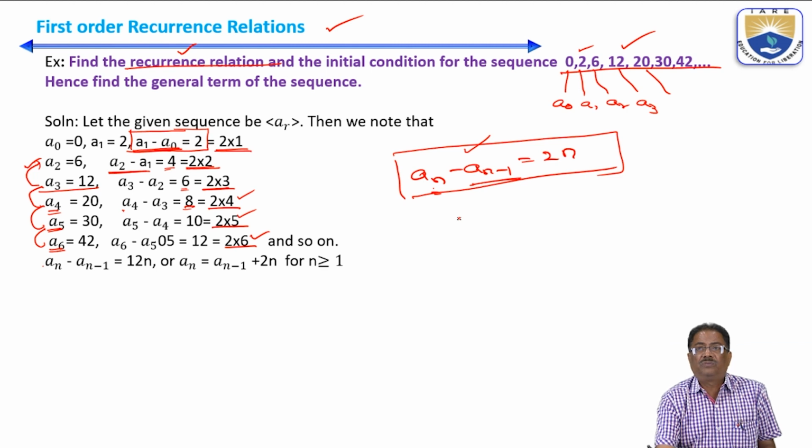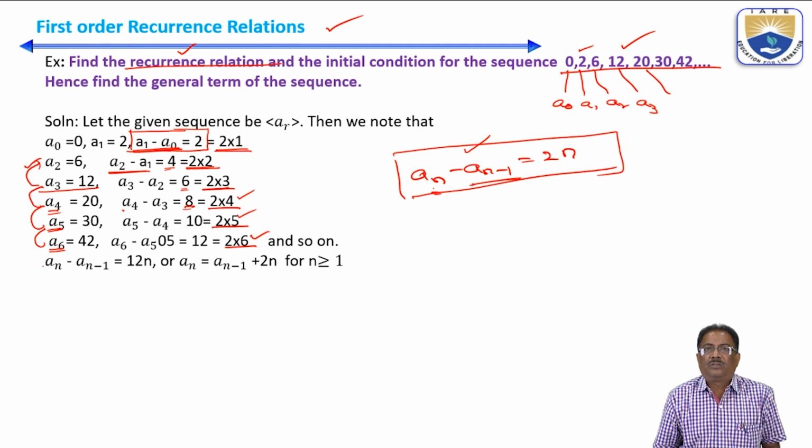If an minus 2 is there, then we are considering up to an minus 2, it will be second order. Up to an minus 3, it is third order, and so on. So with this I conclude. These are a few problems from the question bank.